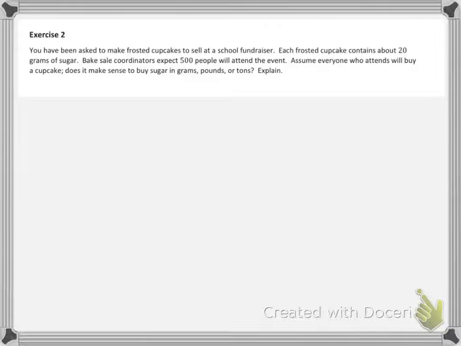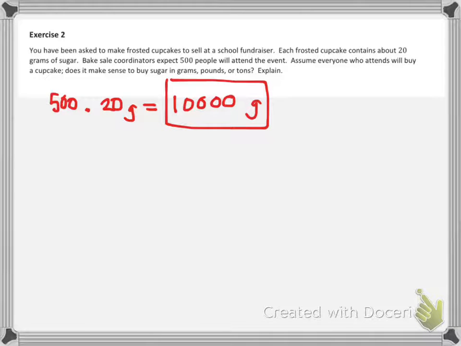All right, so let's do some work to figure out what these numbers would be for grams, pounds, and tons. Okay, so let's start with grams. This will be an easy one. If we start with grams, I have 500 people, and each one's going to buy a cupcake that's going to have 20 grams, and that's it. I just need to multiply. 500 times 20 is 10,000 grams. Okay, so there's our first one, 10,000 grams.